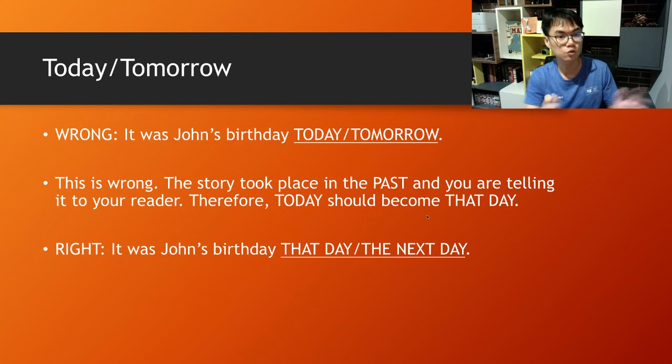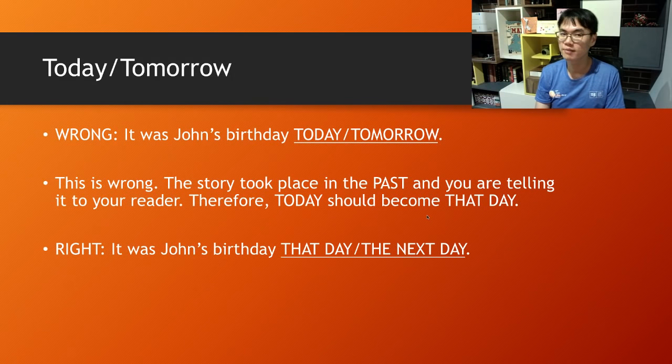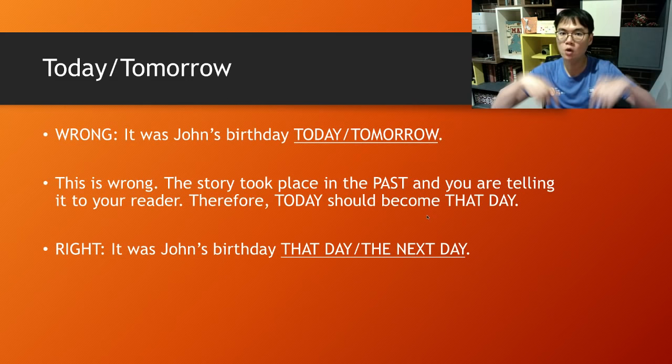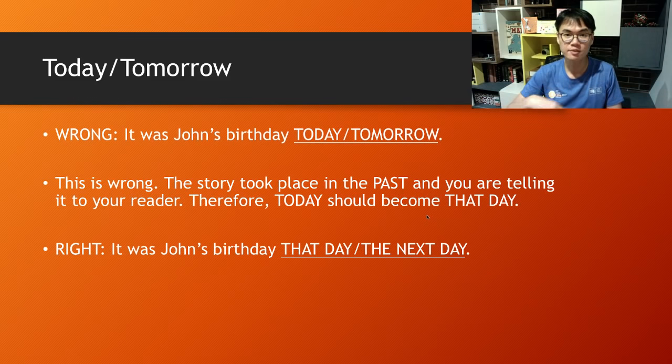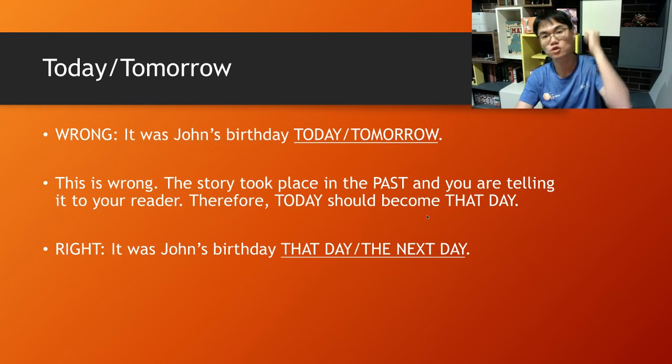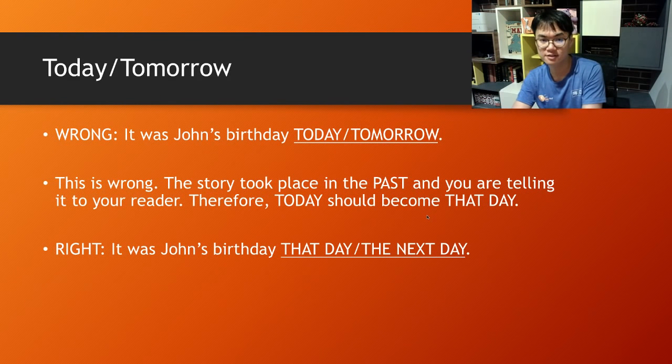Next, today and tomorrow. Many of you like to do this. Because you are telling me a story that happened in the past, you like to tell me it was John's birthday today, or it was John's birthday tomorrow. Remember, you can't use today or tomorrow unless you are talking right now in the present. I'm saying that this is today. I'm saying that it's tomorrow. Right now I can say this, but when I'm telling you a story, I have to change today and tomorrow to that day and the next day.